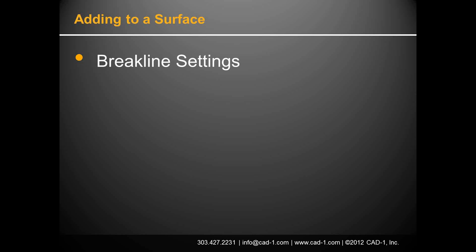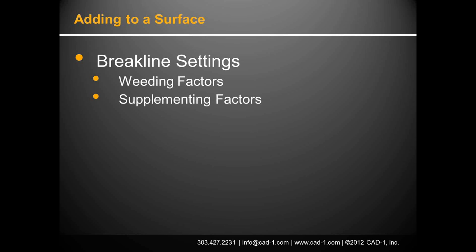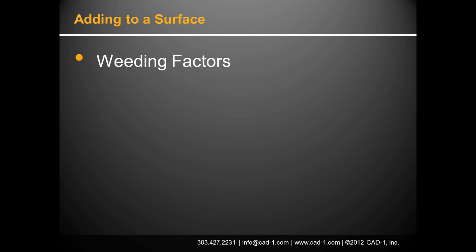So as we're adding feature lines to the surface, we want to make sure we go through and set our settings correctly. A few settings that we're going to talk about today: weeding, supplementing, and then the famous mid-ordinate distance. We've all seen it, but what does it do? So let's talk about these three things.